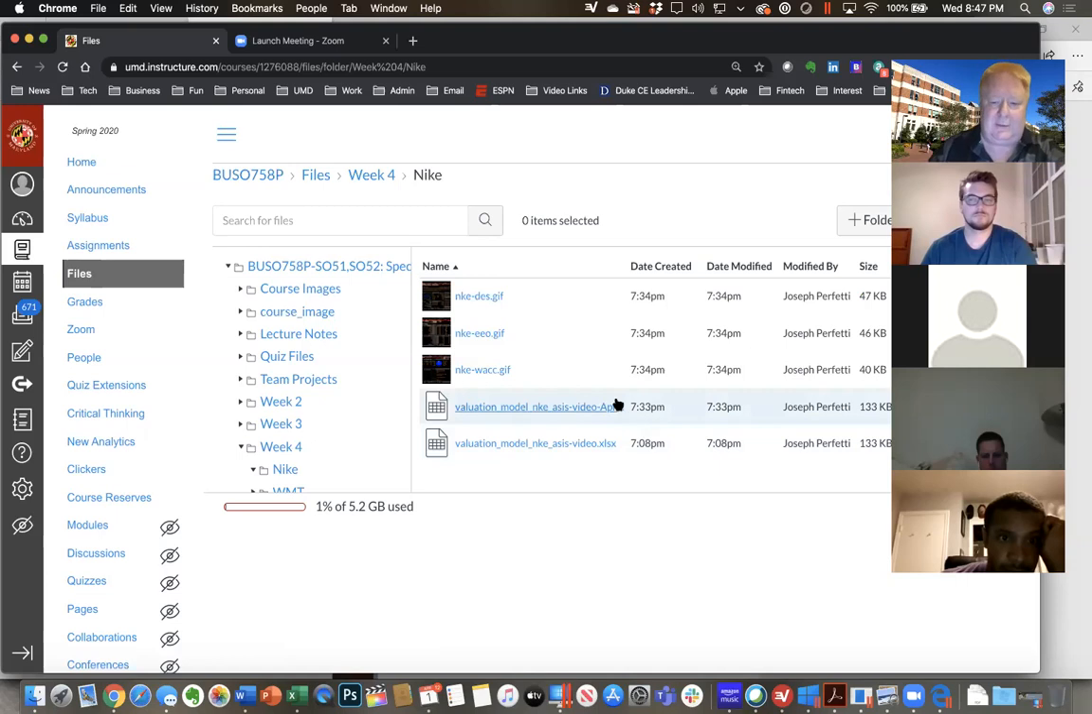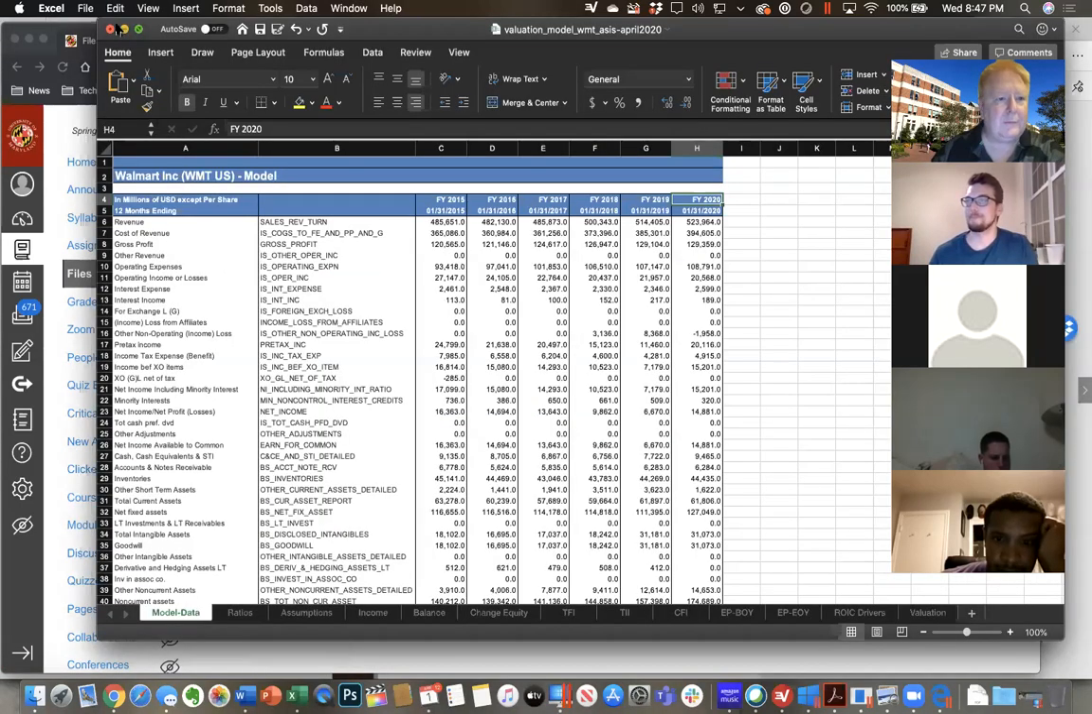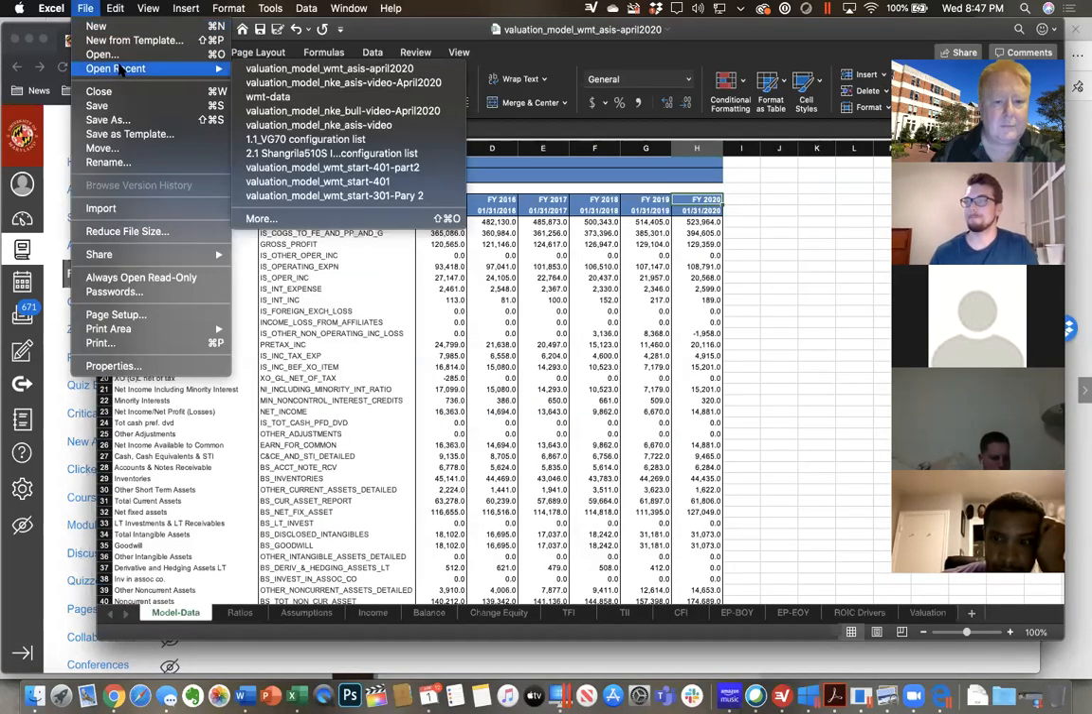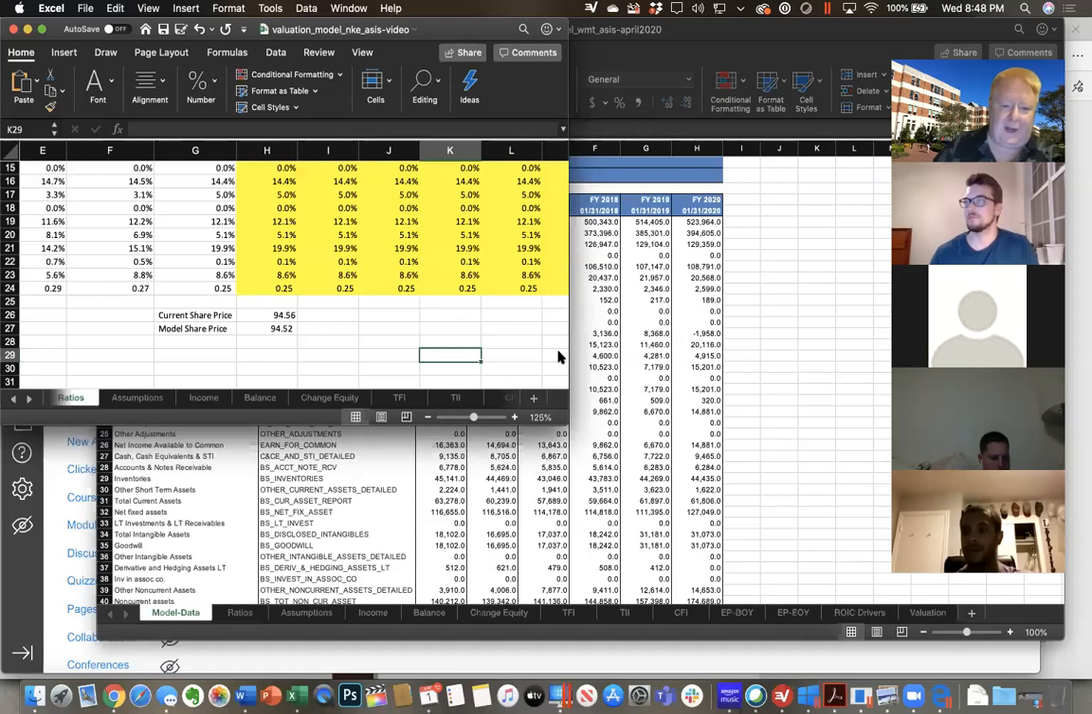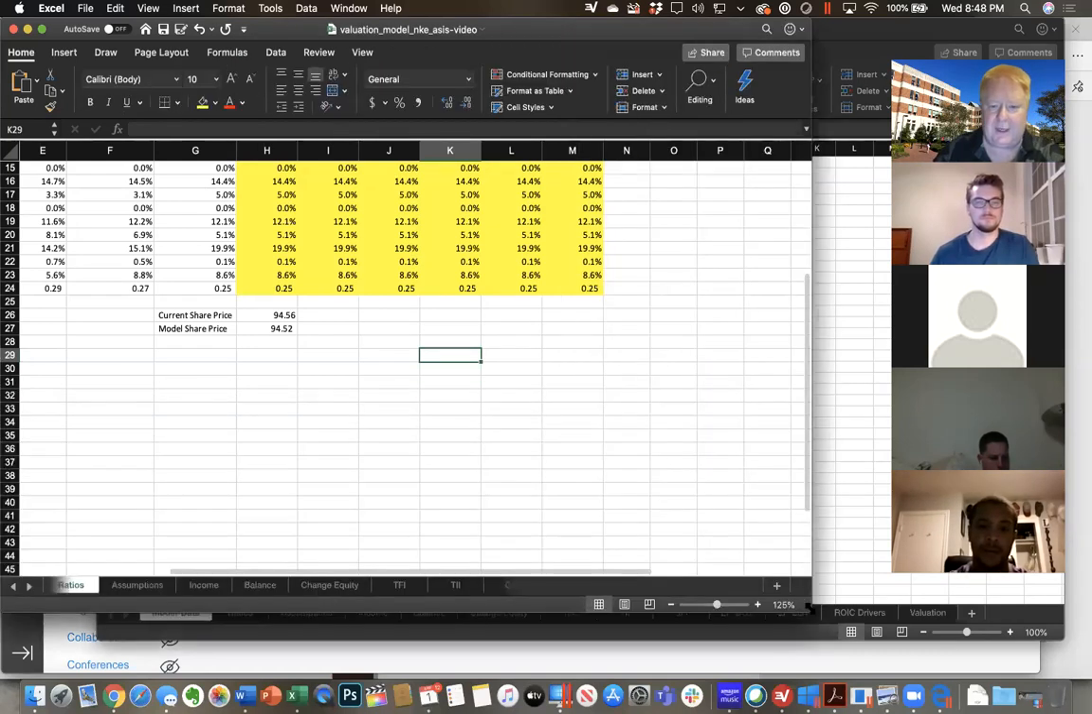And this is what we did in the last class. And these are some screenshots of data that we're going to use. So if you want to play along at home with what I'm about to do, you can get a sense of that from these files. So in terms of Nike, this would have been your solution file that you turned in, getting into a share price within 4 cents of Nike.